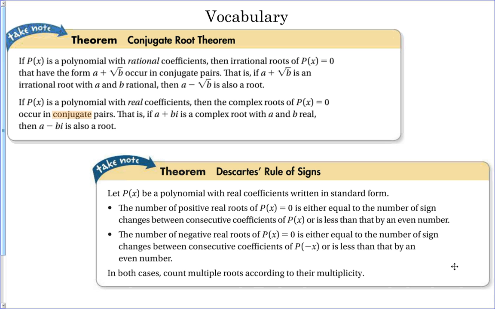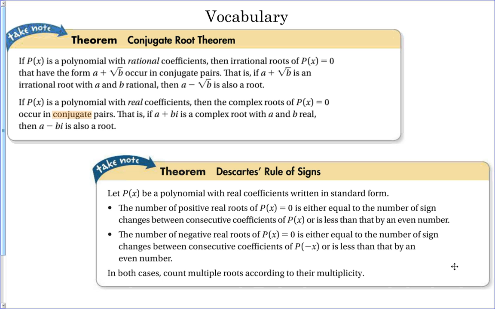The second one is Descartes' rule of signs. It says, let p of x be a polynomial with real coefficients written in standard form. All that means is that your exponents are in descending order: x cubed, x squared, x, and then your constant. It says the number of positive real roots of p of x equals 0 is either equal to the number of sign changes between consecutive coefficients of p of x or less than that by an even number.